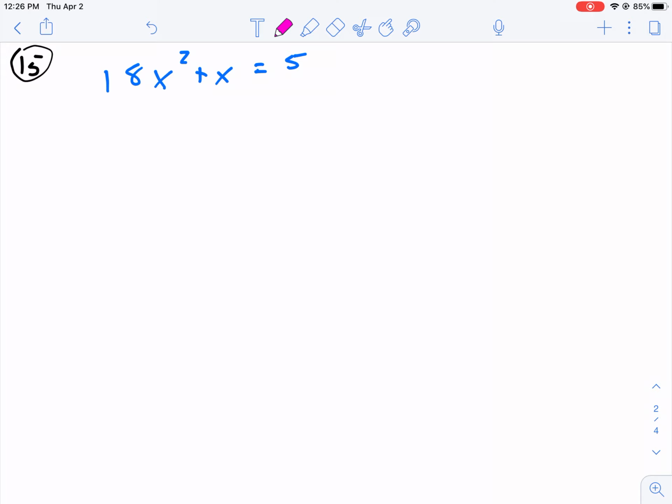Now, on to the next one. Reagan had a question. She said, well, I multiplied everything by 2 because 18 is not a perfect square, which is perfect. So we're going to multiply everything by 2.